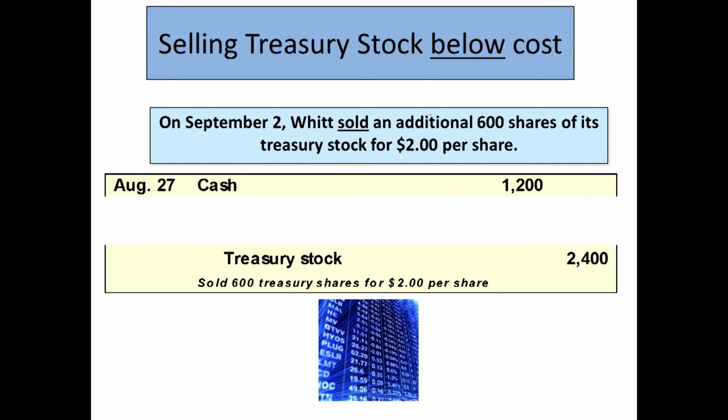Now, on September 2, we sell an additional 600 shares of our Treasury stock for $2 per share. Once again, this is below cost. Well, how much cash came in? Well, we sold 600 shares times 2. That equals 1,200. We credit Treasury stock for 600 shares times what was the cost? Remember what the cost was? $4. That equals 2,400. Now, it may seem that the next step to balance this journal entry is to debit additional paid-in capital for Treasury stock for 1,200, but we can't do that.